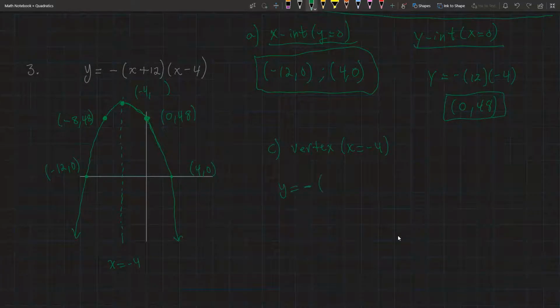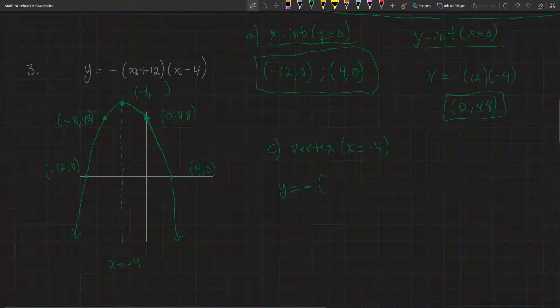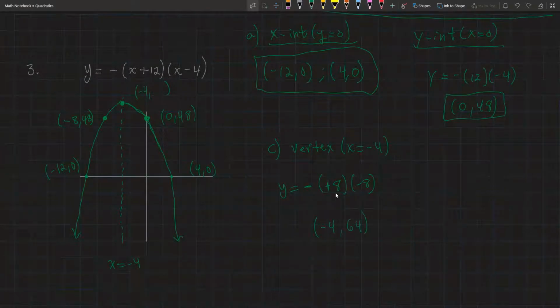So -1 times, remember that we're keeping this -1. Plugging in a -4 here gives us 12. -4 plus 12 is -8. And then plugging in a -4 minus 4 gives us -8. So notice how this should be, oh, I made a mistake somewhere. There it is, -4 plus 12 is +8. There we go. So that makes sense now as +64. So this is -4, 64.